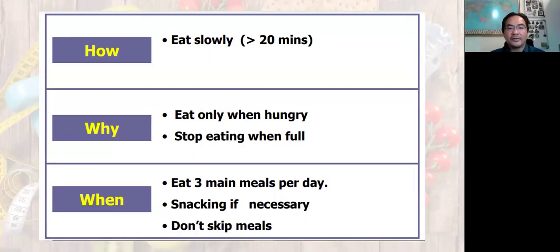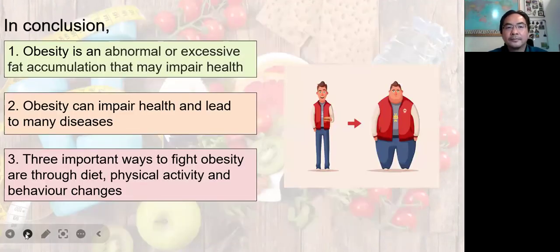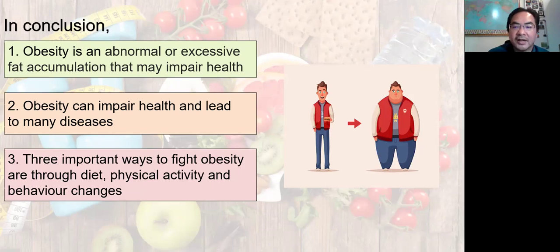And then these are just some of the things that I mentioned before. In conclusion, obesity is an abnormal or excessive fat accumulation that may impair health. And obesity can impair health and lead to many diseases, as I mentioned just now. There are many ways to fight obesity. Three of the more important ways would be through diet, physical activity, and also behavioral change. If we are not able to control our weight with these measures, then you might need to think about seeing a doctor to discuss about using other means of losing weight.